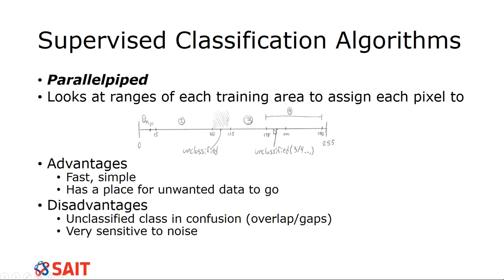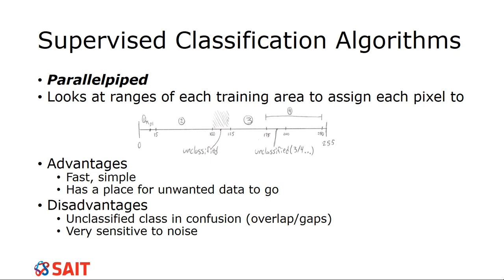Then we have the other issue of what if it's 190? Well, class 3 goes all the way to 200, and class 4 starts at 175. So now the computer does not know whether it is part of 4 or part of 3. So it just says, you know what, I'm just going to unclassify it.